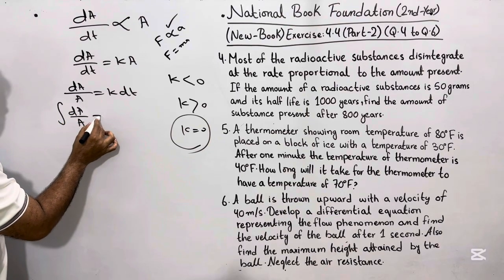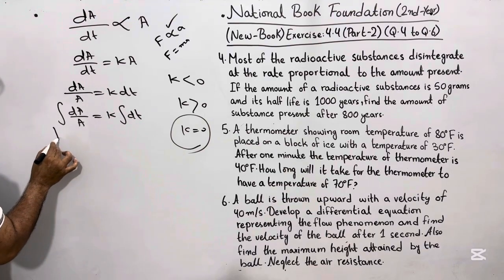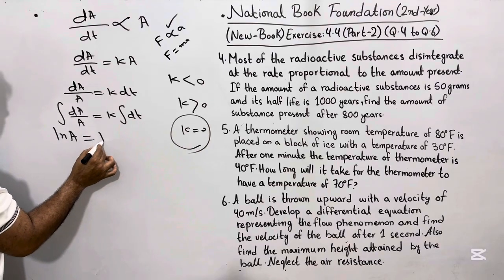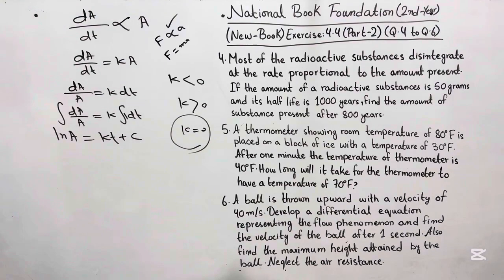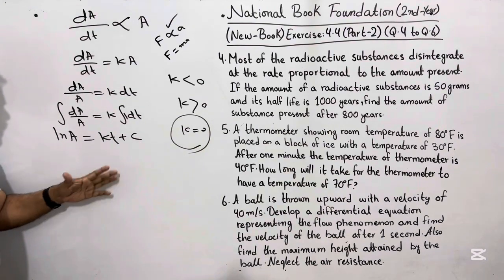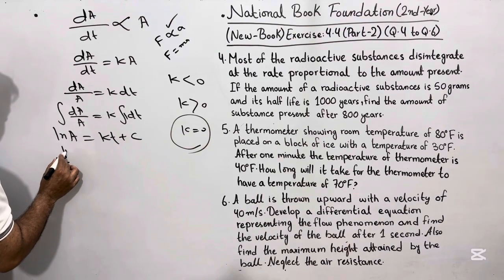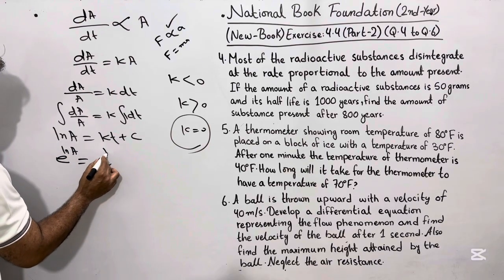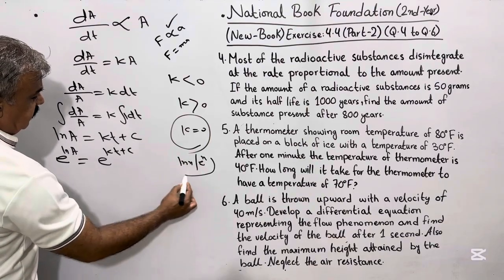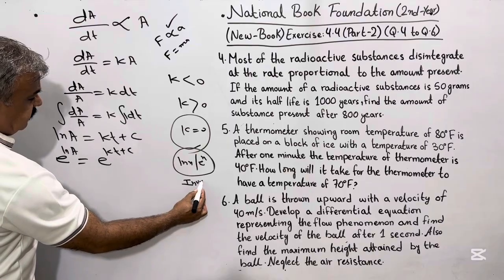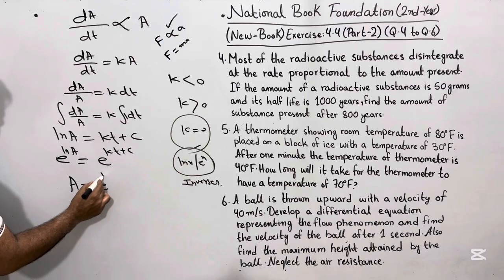The integral of dA over A, with k a constant times dt, is the famous case of ln. We have done this several times. The integral of 1 dt is t, plus a constant c. You can start the calculation from here or get rid of ln. We are getting rid of ln by introducing e as a base: e raised to ln A is equal to e raised to kt plus c. ln x and e raised to x are inverses of each other. So e and ln cancel out, and we have A is equal to e raised to kt plus c.